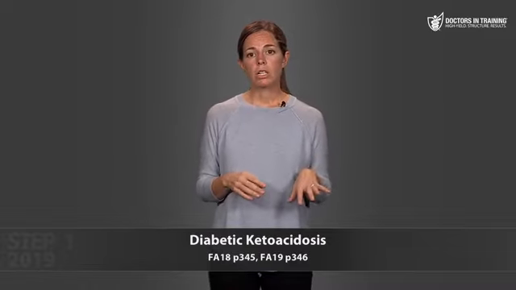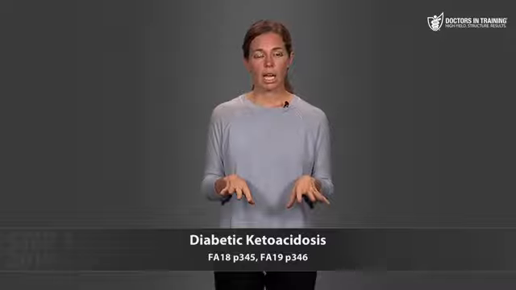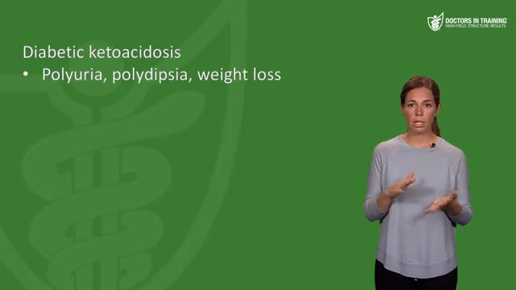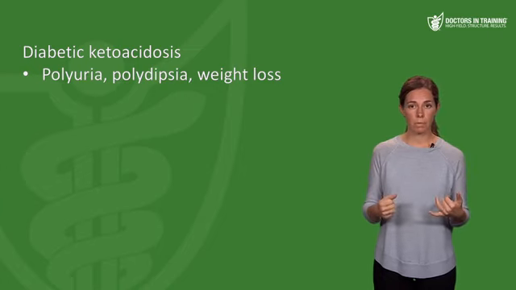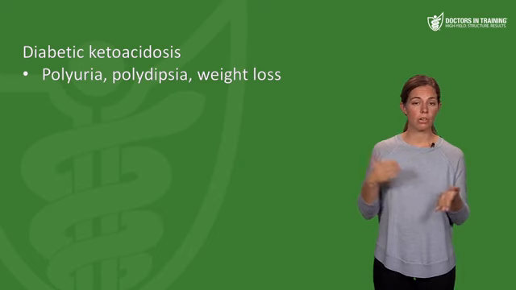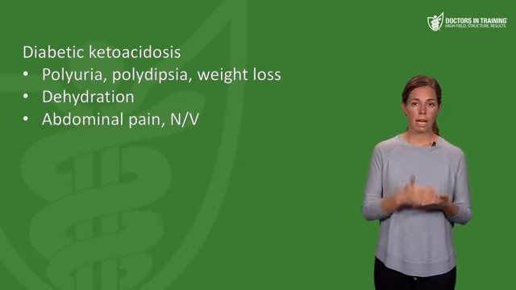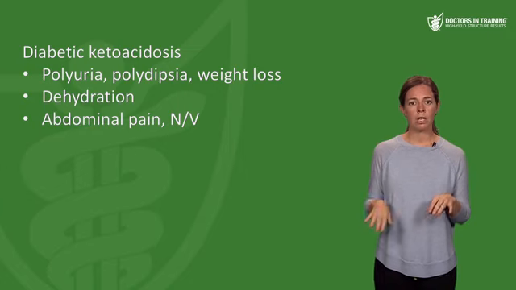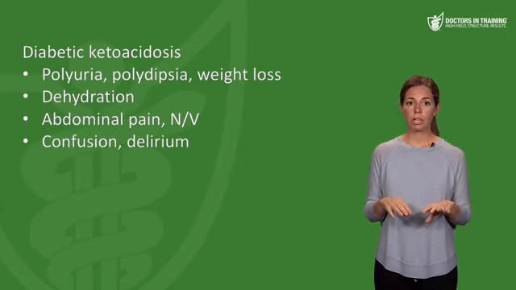So let's move on to the clinical features or characteristics of DKA. There are symptoms preceding the acute illness, often polyuria, polydipsia, and weight loss from the hyperglycemia. As a result of the polyuria and hyperglycemia, patients are very dehydrated. They also can get abdominal pain, nausea, and vomiting, but generally no diarrhea. They can have confusion or delirium.